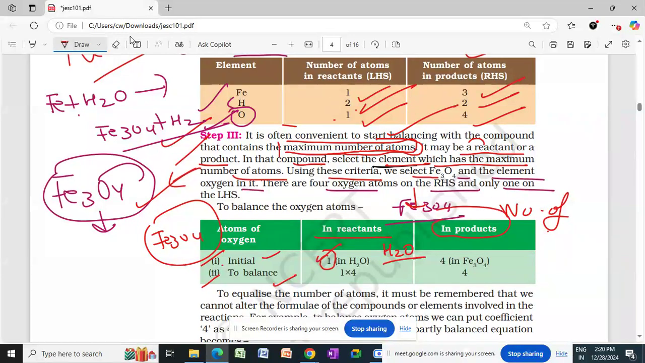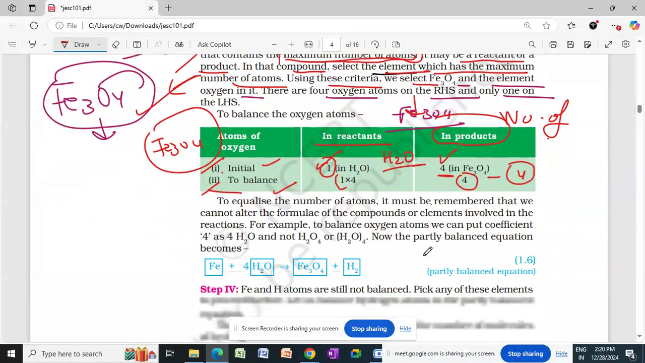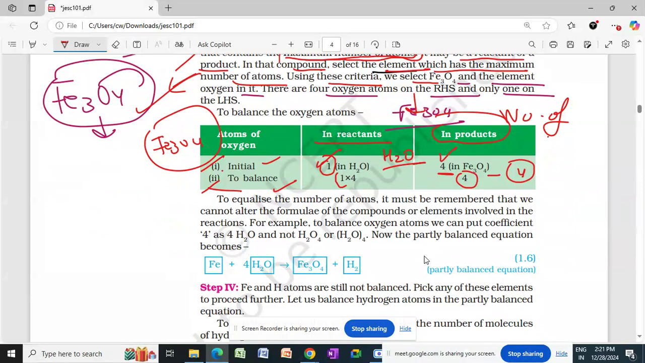And in the product side, how many oxygen are there? Tell me. Four. So that I have to write. Four. Then to balance, what do I have to do? As the maximum was four and the minimum was 1 in the reactant side, that means in the reactant side I have to multiply with what? 4. Are you getting?